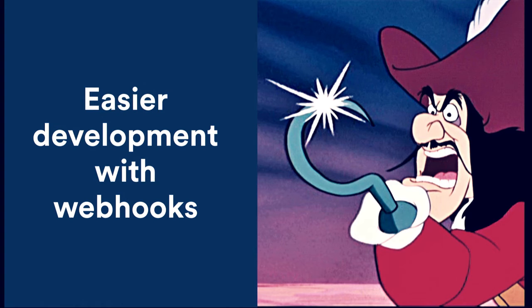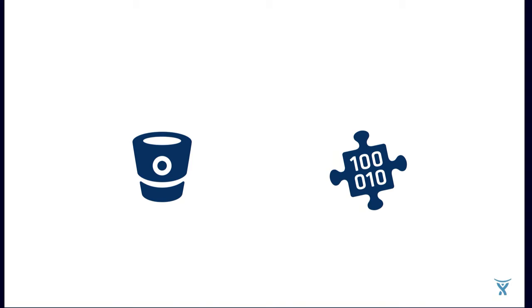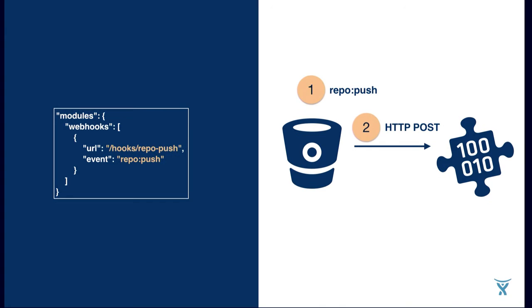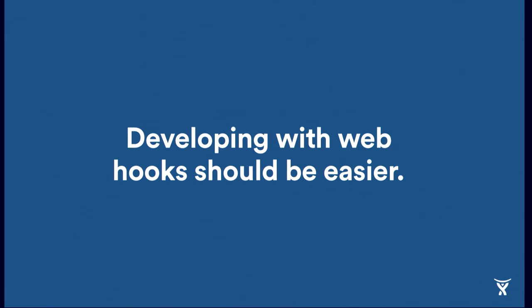All right, moving on. This is the fourth improvement that I want to talk about, easier development with webhooks. Let's talk about what a webhook is. A webhook is a mechanism by which you can trigger an event using an HTTP request to an external service when something happens in Bitbucket. How does it work with Connect? Well, you mention a module, you mention a URL, and the type of event you're interested in. So when that event happens in Bitbucket, a request is fired to that URL. Very simple.